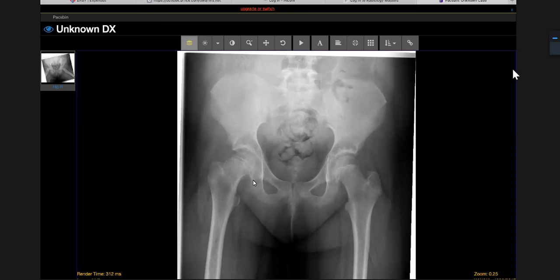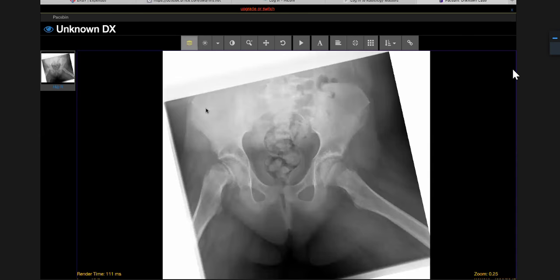What can you do to confirm this? We do a frog leg view. To be honest, I don't think you need to because this is diagnostic. But if you scroll down with your mouse, it should bring up this. That's a frog leg view, isn't it? There you can see quite nicely how that epiphysis has slipped posteromedially.